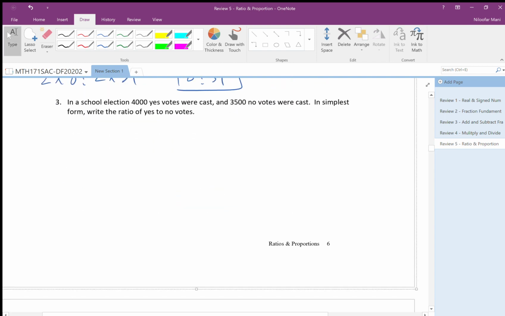In a school election, 4,000 yes votes were cast, and this is no. In simplest form, write the ratio of yes to no. Remember, I'm comparing yes to no. I'm not talking about fraction, and I'm not talking about the total. Yes to no.